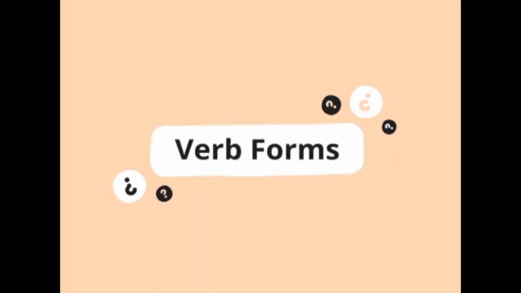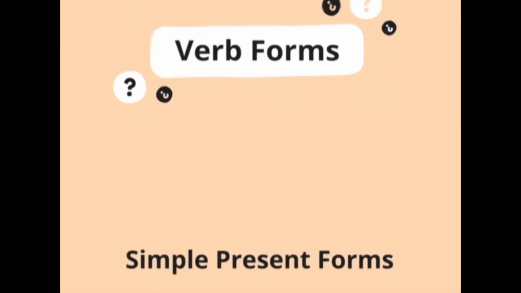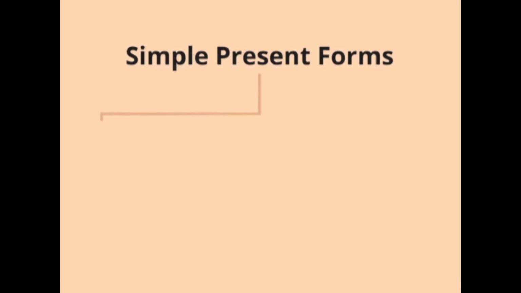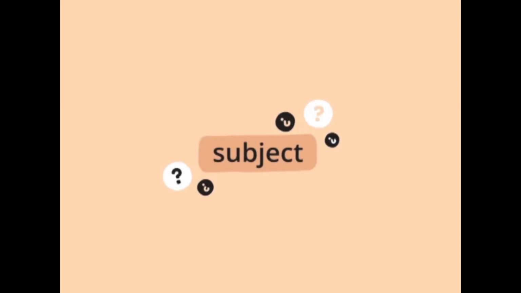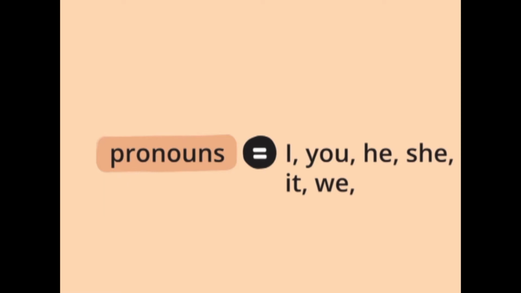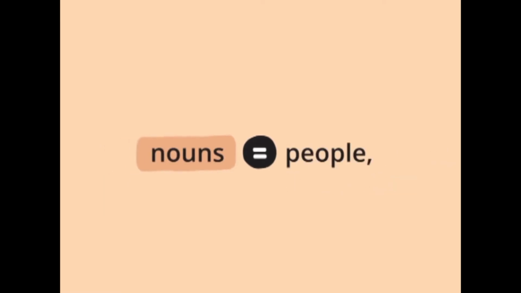Verb forms. Simple present verbs have two forms, base verb and verb subjects. Which form do we use? That depends on the subject of the sentence. Subjects can be pronouns. Subjects can also be nouns, people, places and things.